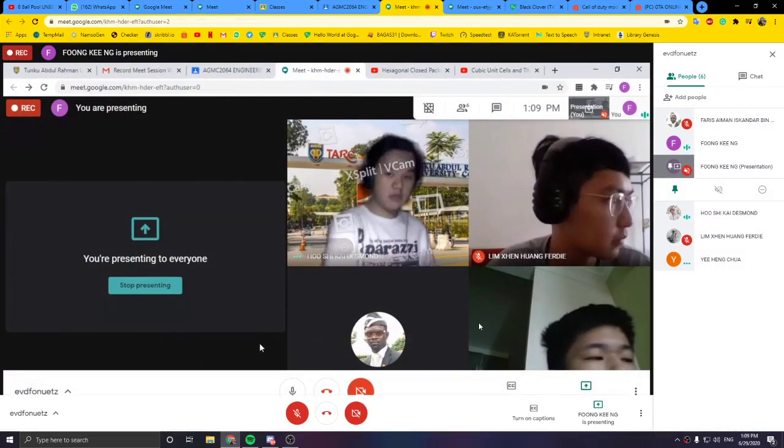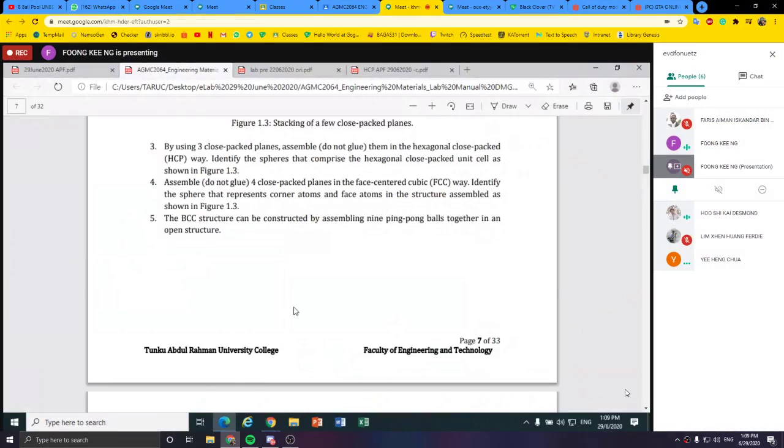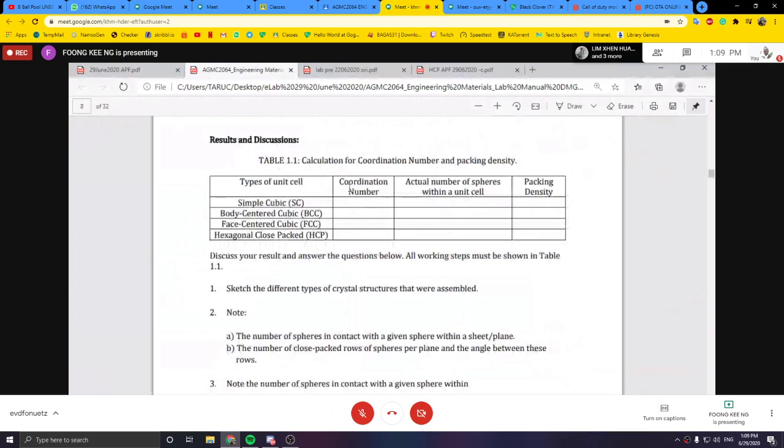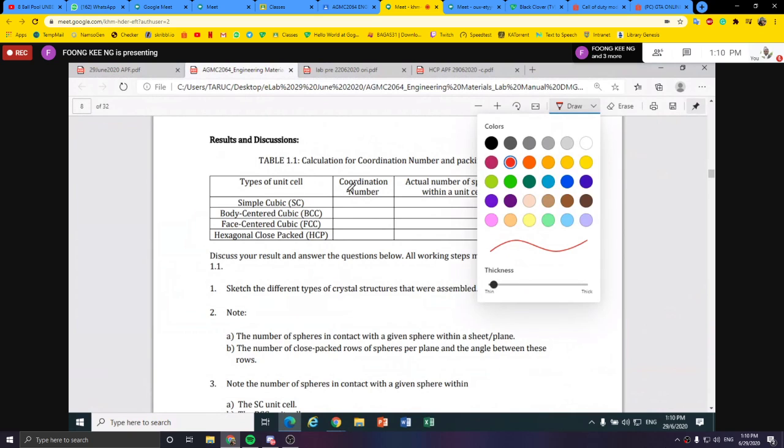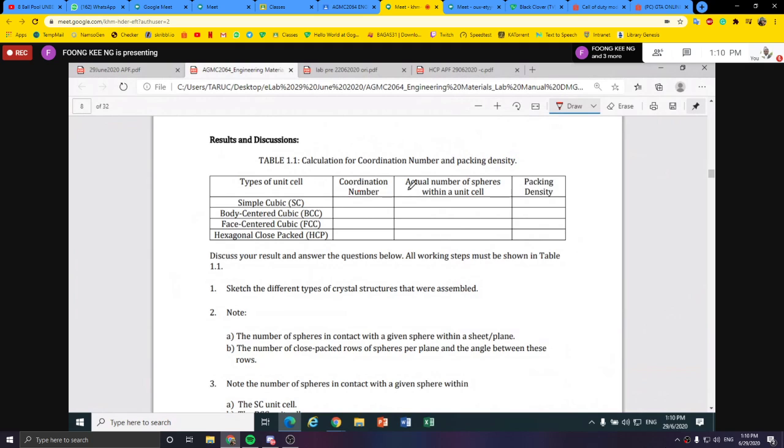Video that you say you didn't watch. Okay, so our aim today, as I told you last week, we have filled this table, right? This column, coordination number. We have done actual number of cells. You can't see the cursor, sorry. We have done coordination number, correct? So we have done an actual number of spheres within a unit cell.